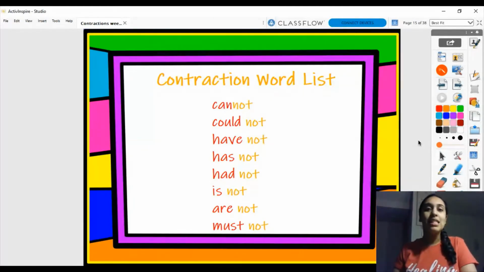So, let's go ahead and sit up straight. We're going to chant these words together, and then I will ask you to grab your word work notebook and something to write with. Are you all ready? Let's start with the first 2 words. Cannot, could not, have not, has not, had not, is not, are not, must not.